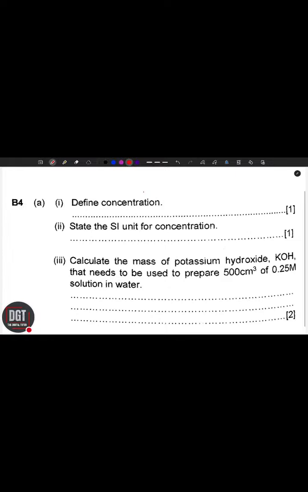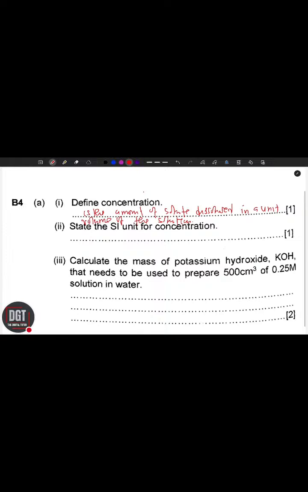Concentration is just the amount of solute dissolved in a unit volume of the solution. So unit volume of the solution, that is what we call concentration. Is that the amount of solute dissolved in a unit volume of the solution?